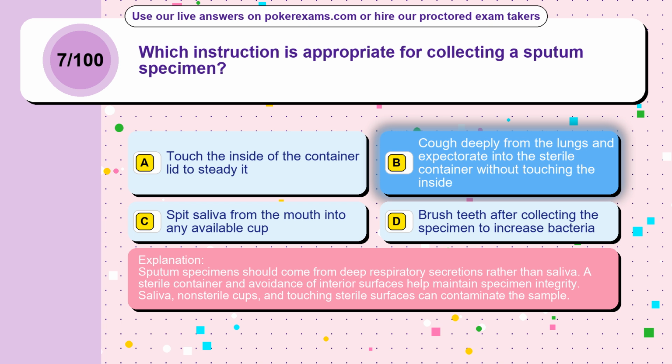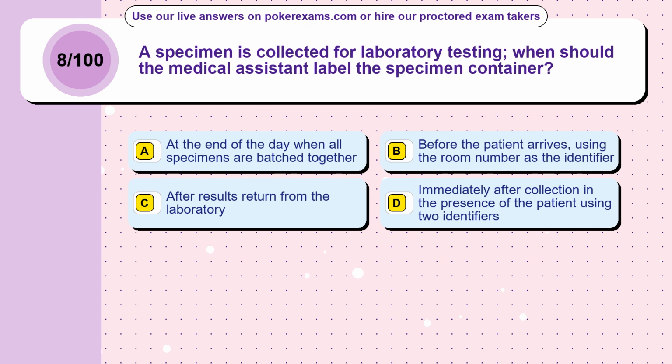A sterile container and avoidance of interior surfaces help maintain specimen integrity. Saliva, non-sterile cups, and touching sterile surfaces can contaminate the sample. Question 8. A specimen is collected for laboratory testing. When should the medical assistant label the specimen container?